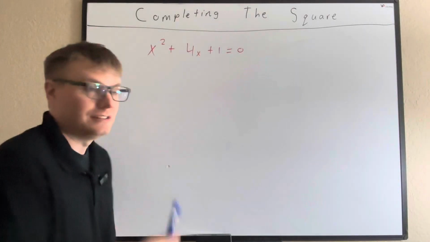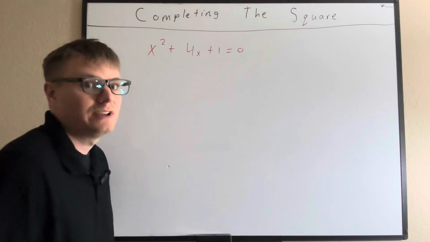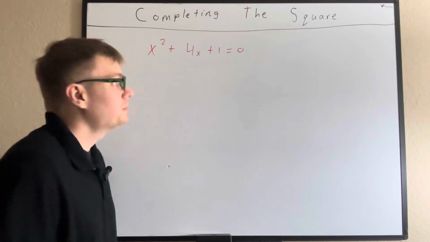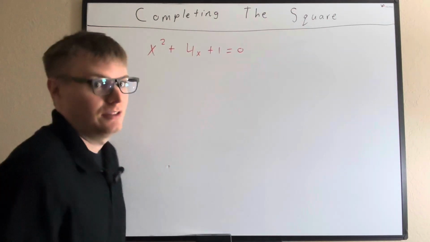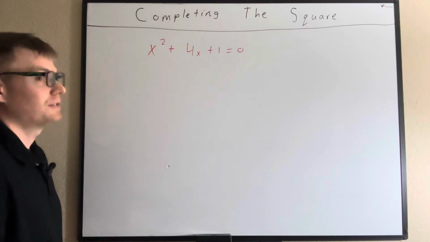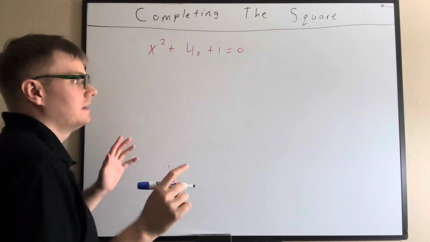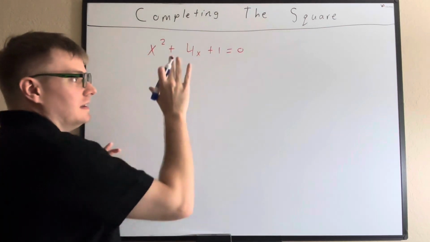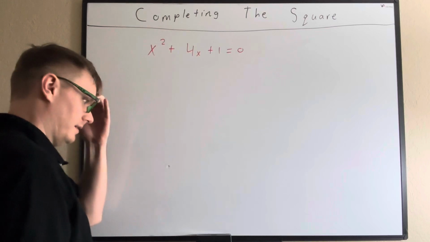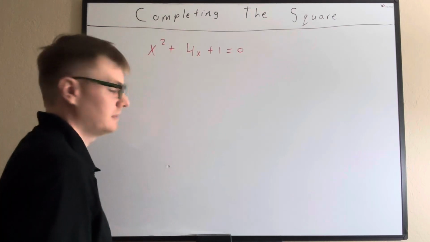Sometimes we come across these quadratic equations that we can't solve by factoring. So we do something called completing the square. Now, when you're completing the square, there's a very specific order of steps to go through.